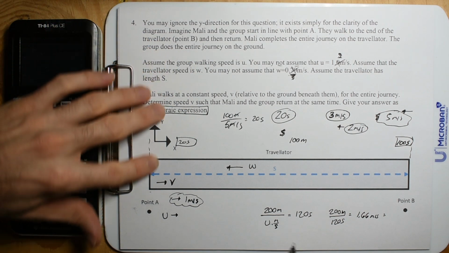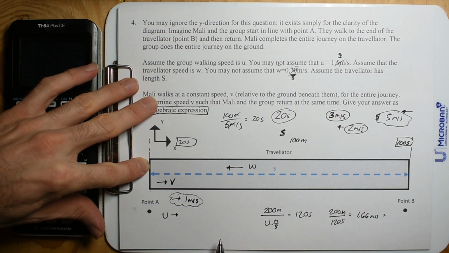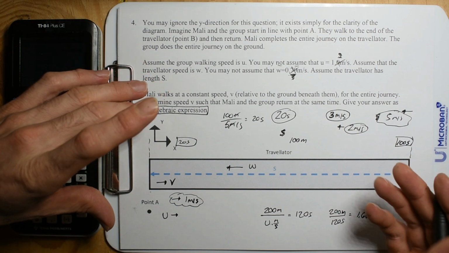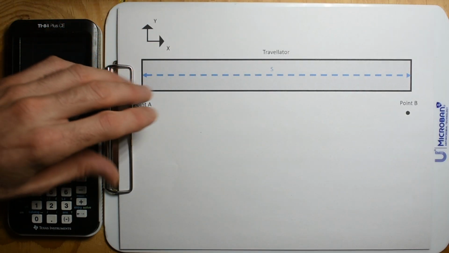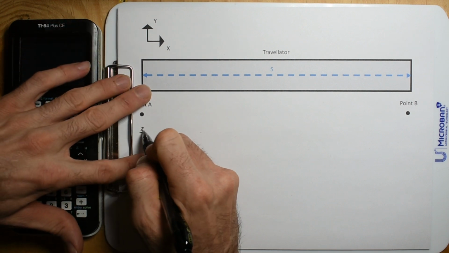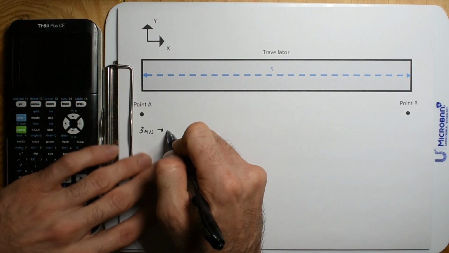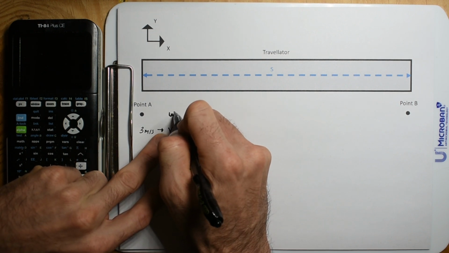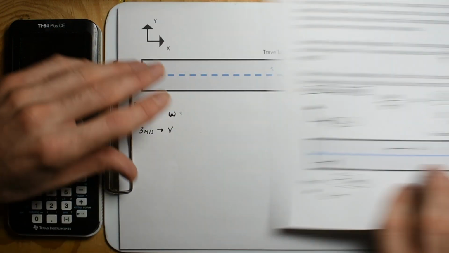All right, sorry about that. Let's see if I can just write in here. Okay, first up, what did we do for Malachi? Maybe we should just do this problem again, and we've got more space to work with. We said Malachi's speed was going to be 3 meters per second, and let's put a label on that, v. The travelator speed, what did we say that was? That was going to be 2 meters per second.